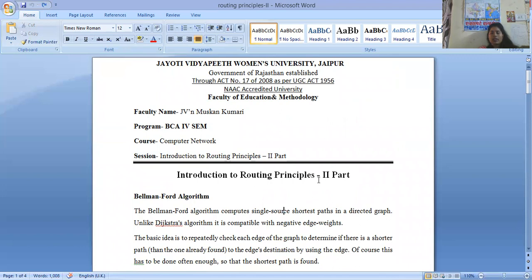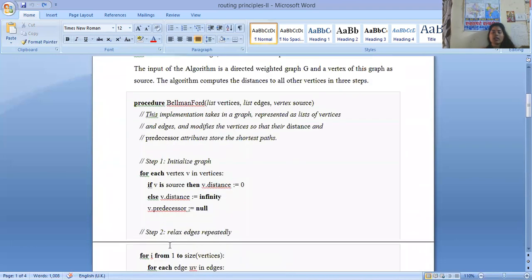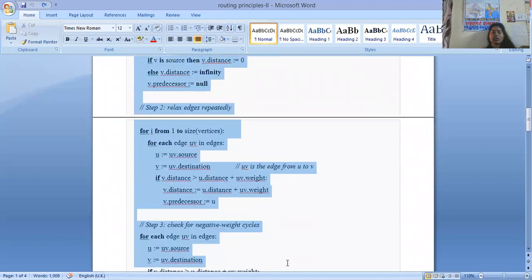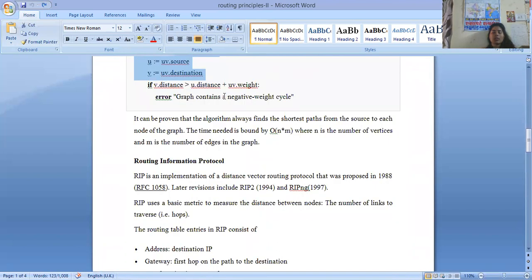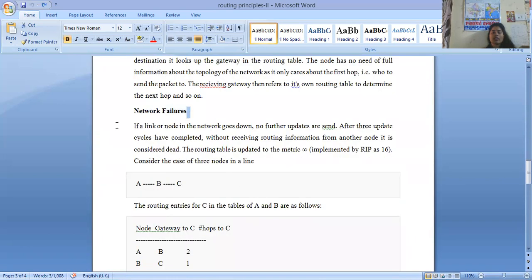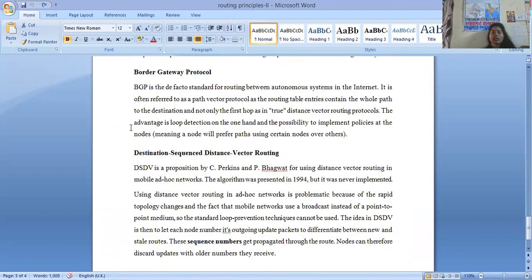Okay, and please also prepare the multiple questions which may arise from this session, like what do you mean by the Bellman-Ford algorithm, what is the difference between the Bellman-Ford algorithm and Dijkstra's algorithm, explain this with an algorithm pseudocode, when you have to write the pseudocode of Bellman-Ford. What is the Routing Information Protocol? What do you mean by network failure? Explain this with an example. What is the Border Gateway Protocol? What is Destination Sequenced Distance Vector routing? Okay, so all these questions might arise from these sessions.